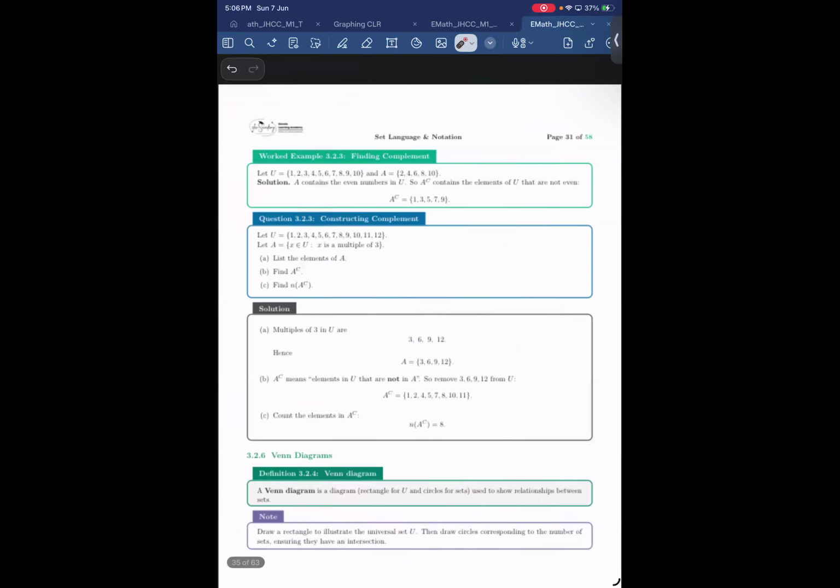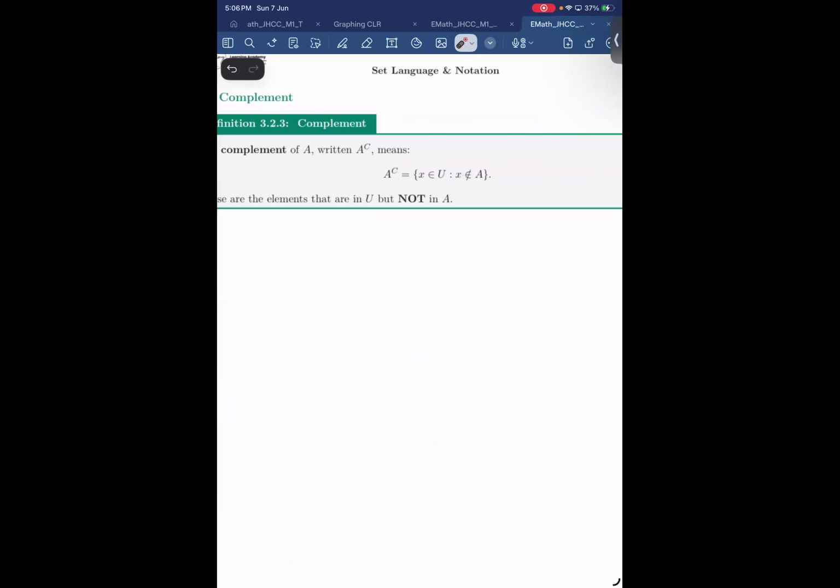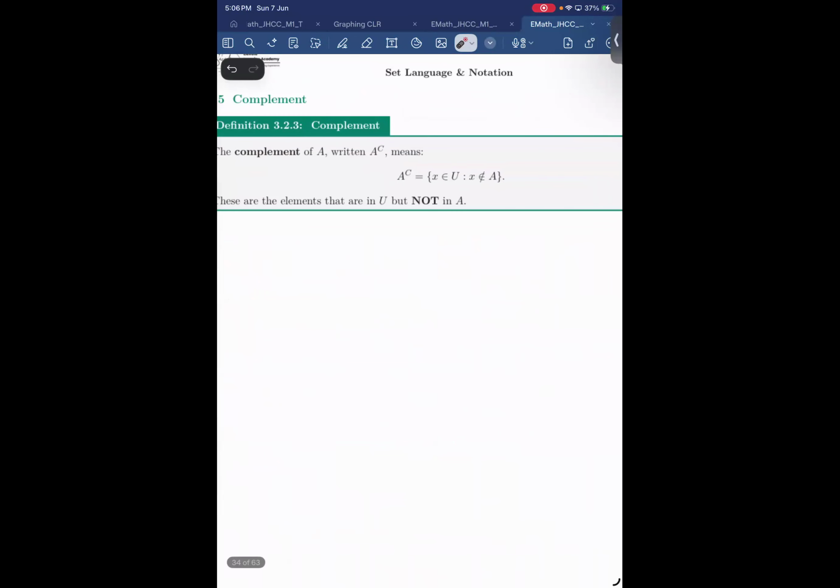Oh, I need some big space. Okay, so complement of A, written with the C on top, means when it's in the universal set but it's not inside A. It's elements that are in U but not in A. Sometimes, as mentioned, you use a prime, a little apostrophe, to denote the complement.